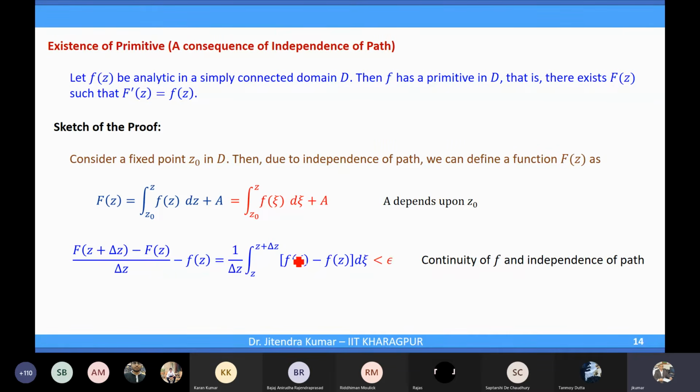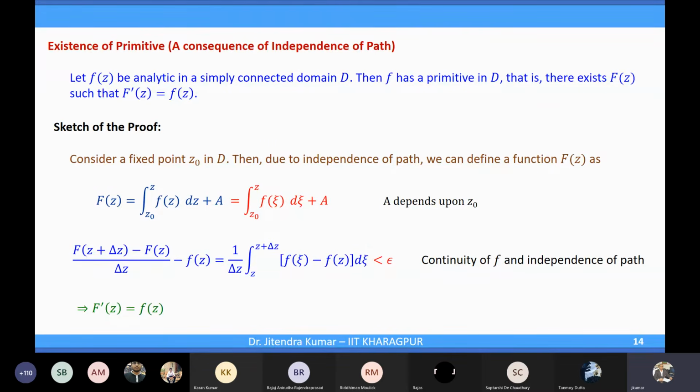And then one can show, though some details are missing, that this is less than epsilon, arbitrarily small epsilon. So you show that the difference between this quotient and this f(z) can be made arbitrarily small, and then you pass to the limit delta z approaches 0, and this becomes F'(z), and this becomes f(z), and because this is arbitrarily small, these two become equal.